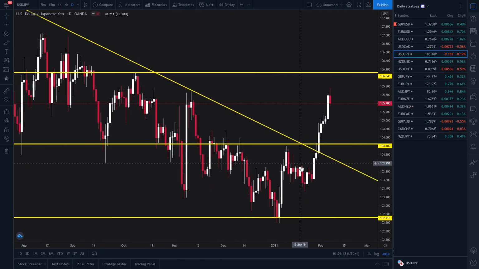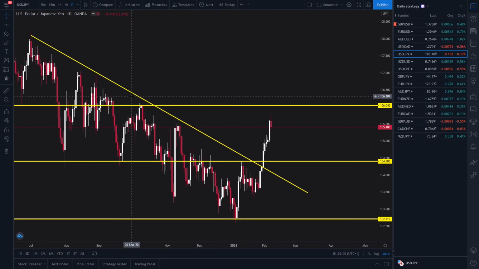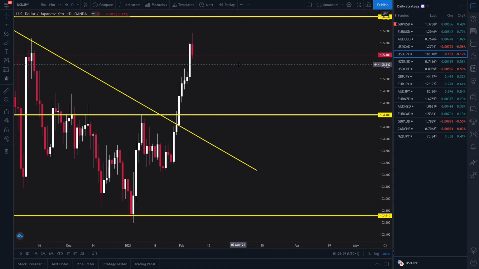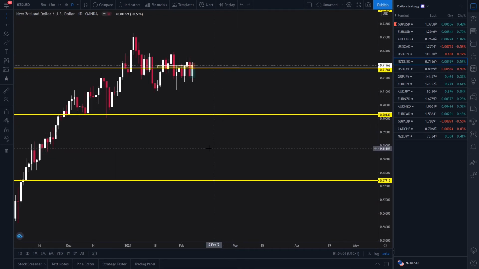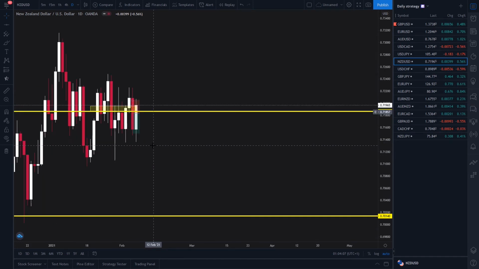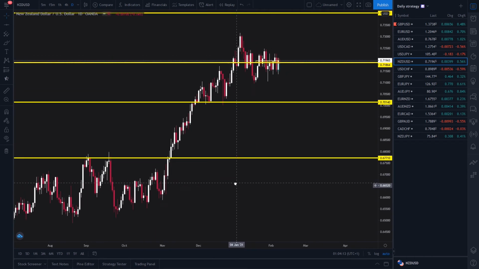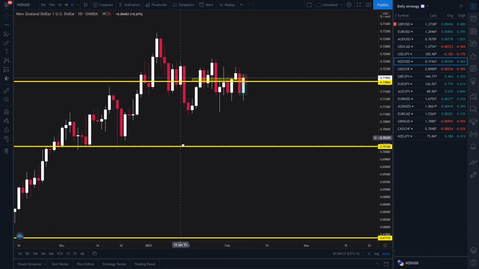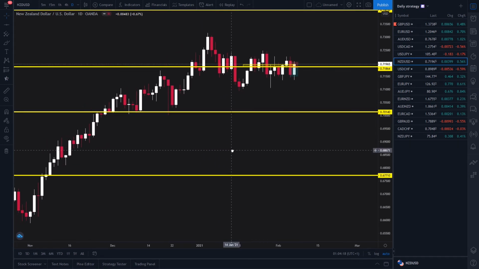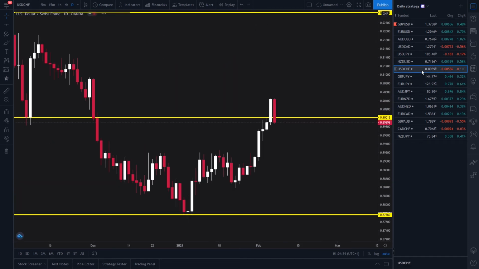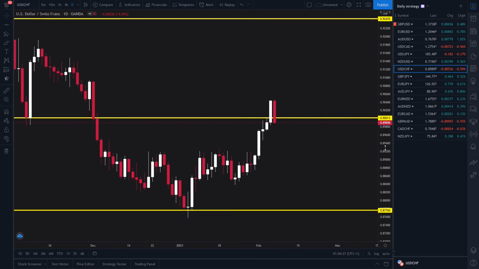USDJPY. We have a broken trend line here, and it's kind of in the middle of the zone, so let's wait. New Zealand dollar USD. Okay, so we are in an uptrend and we are playing this level, and I don't like seeing the price playing around levels, so I will skip this pair. You need to keep it simple, guys. Okay, USDCHF.